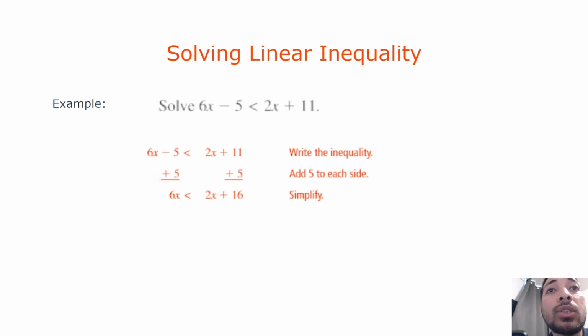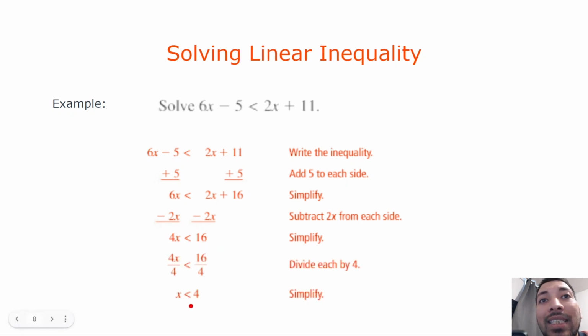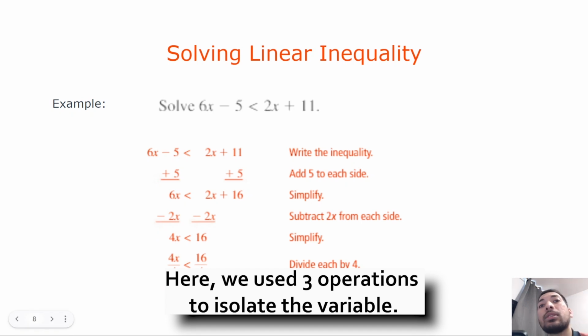Now we need to move this 2x to the left side. The sign in front of 2x is an addition sign, so we subtract 2x from both sides. Subtracting 2x, we get 4x less than 16. Now we need to get rid of this 4. We divide by 4 on both sides. We get x less than 4. Now you can see that we have used 1 operation, 2 operations, and 3 operations over here to isolate the variable.